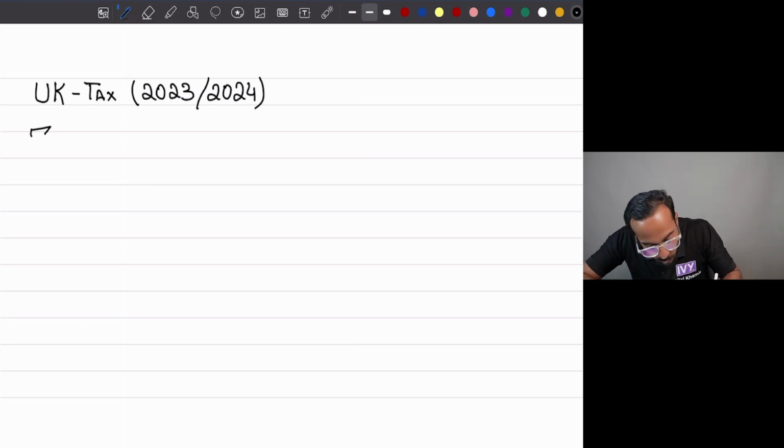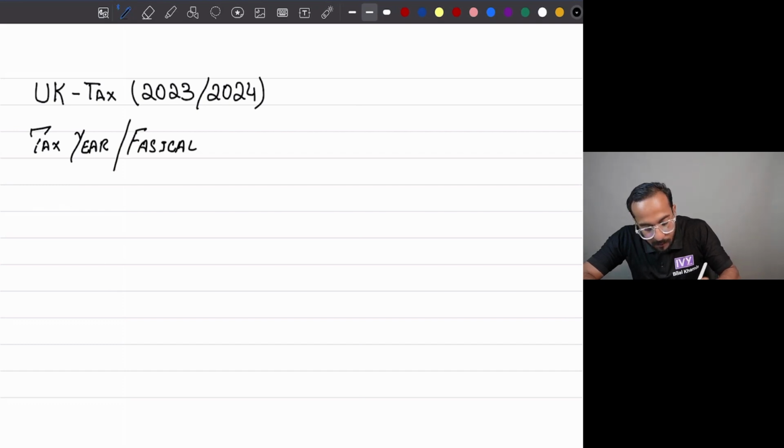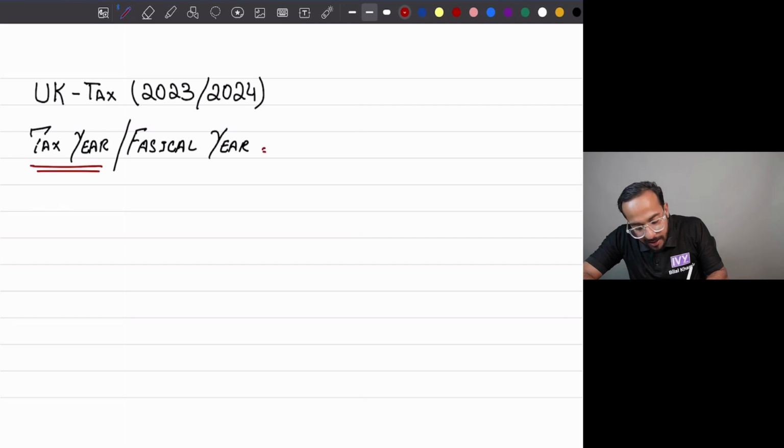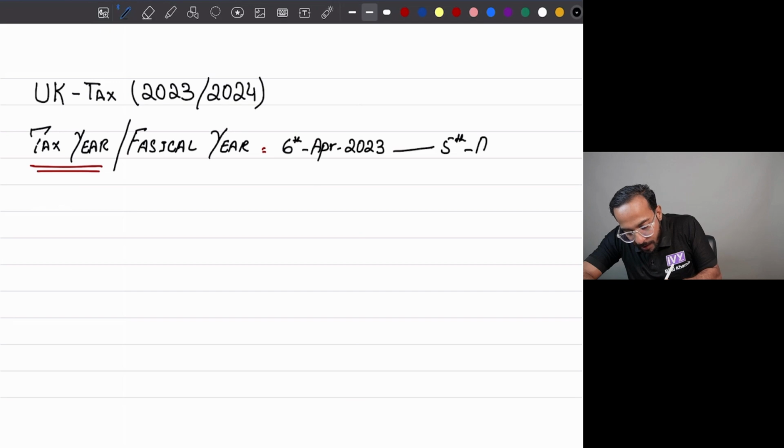Your tax year, you can say tax year, or you can say fiscal year. But I'll mostly use the common term, tax year. Your tax year starts from 6th of April 2023 and ends 5th of April 2024. So this is your tax year.